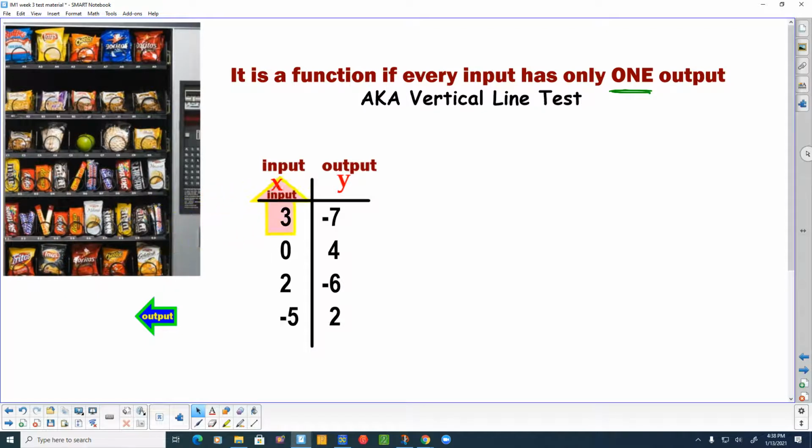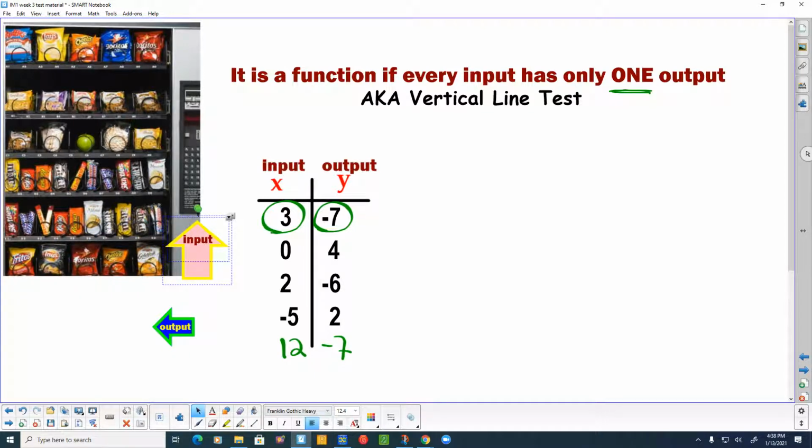So when we talk about input and output, I can have 2 inputs, like here's an input 3, has this output of -7. I can have a 12 and -7. This means I have different inputs, but the same output. So I can push this button in or this button in and still get a Kit Kat out. That's what the 3 and the 12 mean.